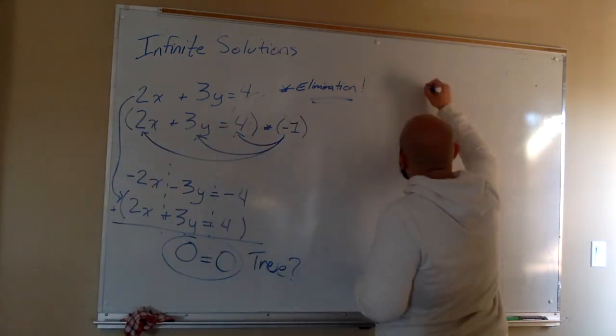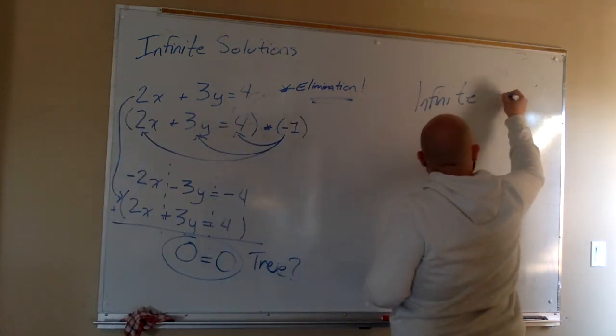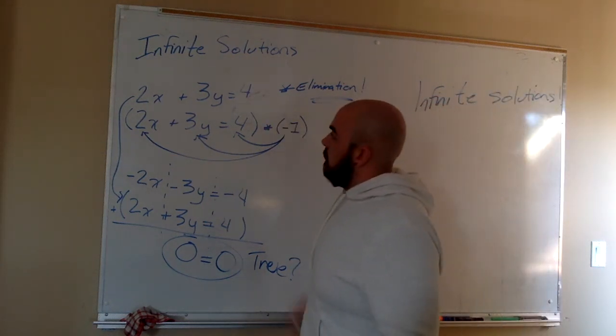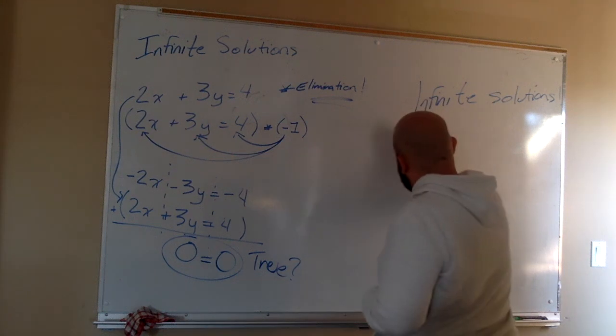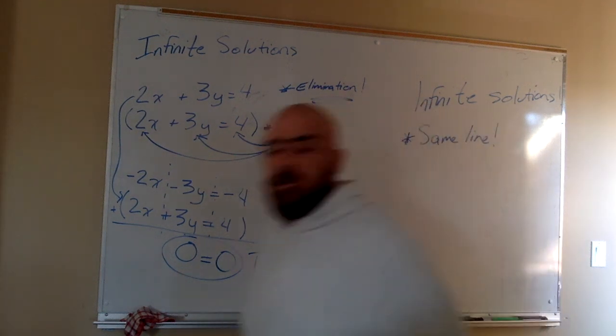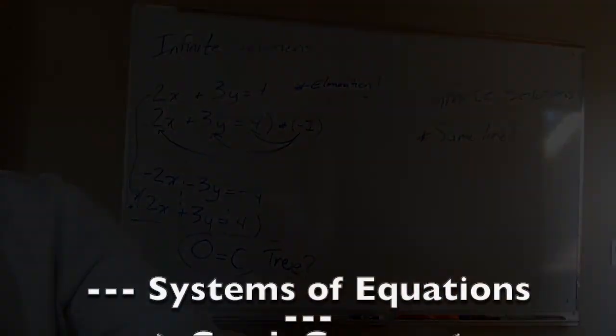That tells us that this is a system of equations with an infinite number of solutions. But what it really tells us is that these two equations represent the exact same line. They are on top of each other. They intersect everywhere, forever and ever.